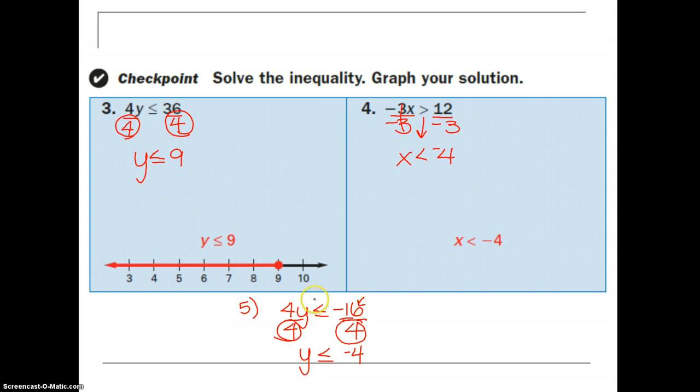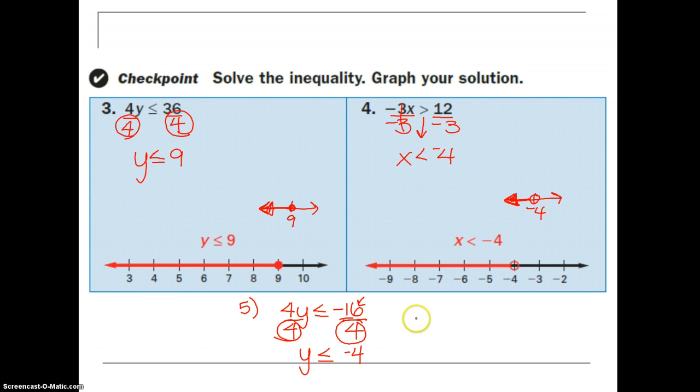You can graph these inequalities just like we did in 3.4. Remember, the way I like to do it is I just put the number, y is my arrow, y is less than, and it is closed. For number 4, negative 4, it's open, x is less than, so it goes left. Left is less. And for number 5, I'll just do this one too, negative 4, y is less than, and it is closed.